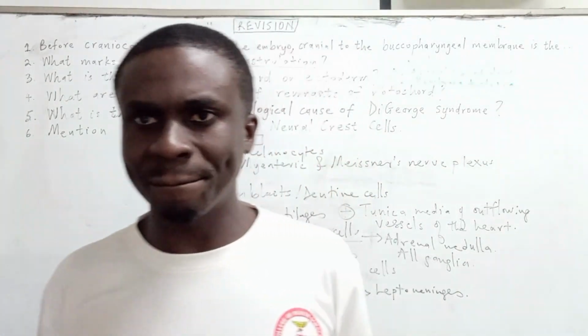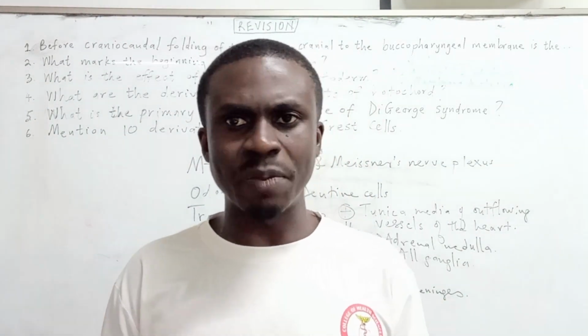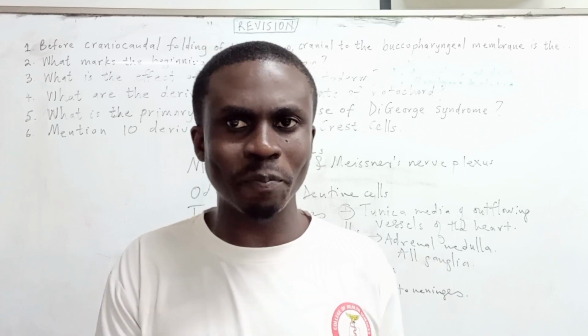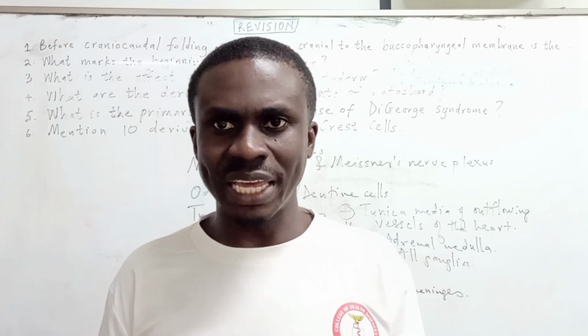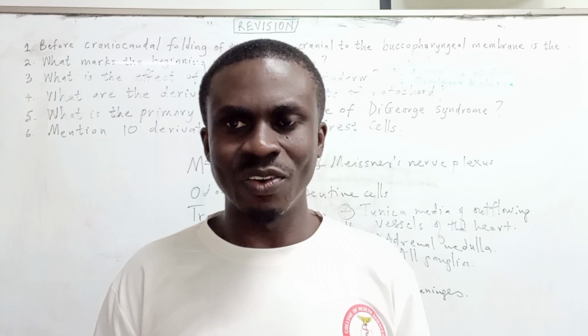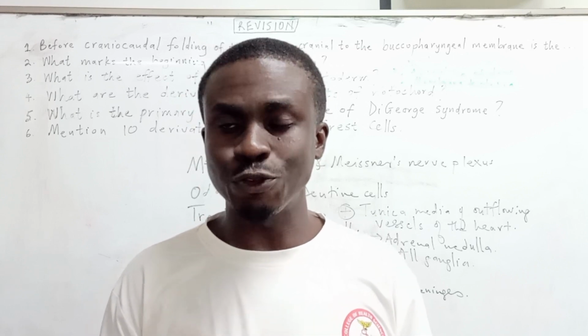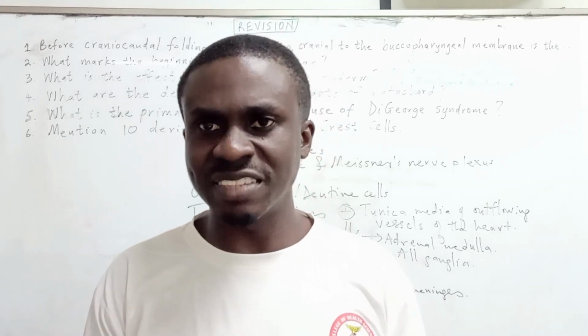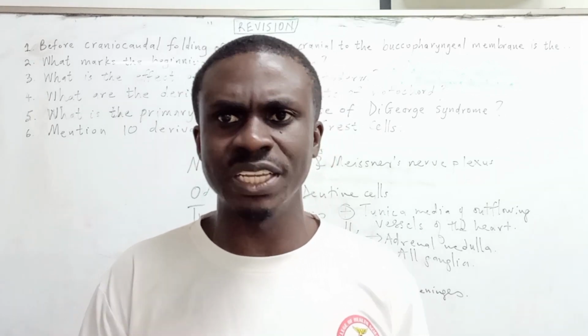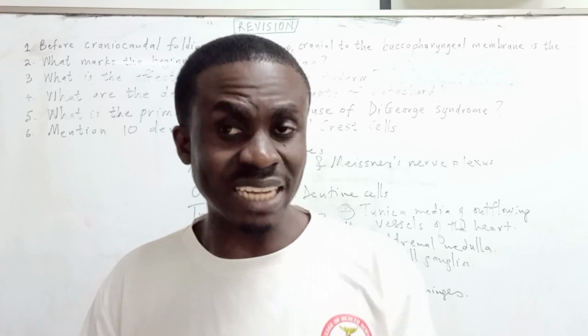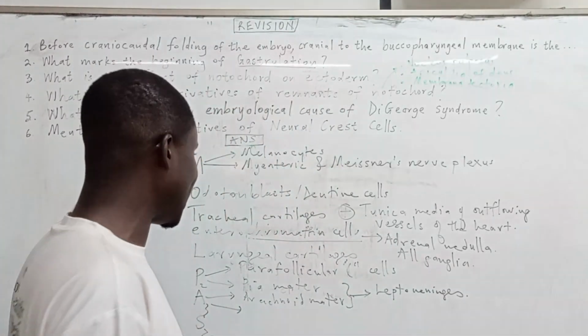Dorsal root ganglia. Talk about these parasympathetic ganglia: ciliary ganglia, otic ganglia, submandibular ganglia, pterygopalatine ganglia. All these ganglia, they will be coming from here. I told you about some sensory ganglia, that of the fifth, the seventh, the ninth, the tenth cranial nerves. They are all coming here.